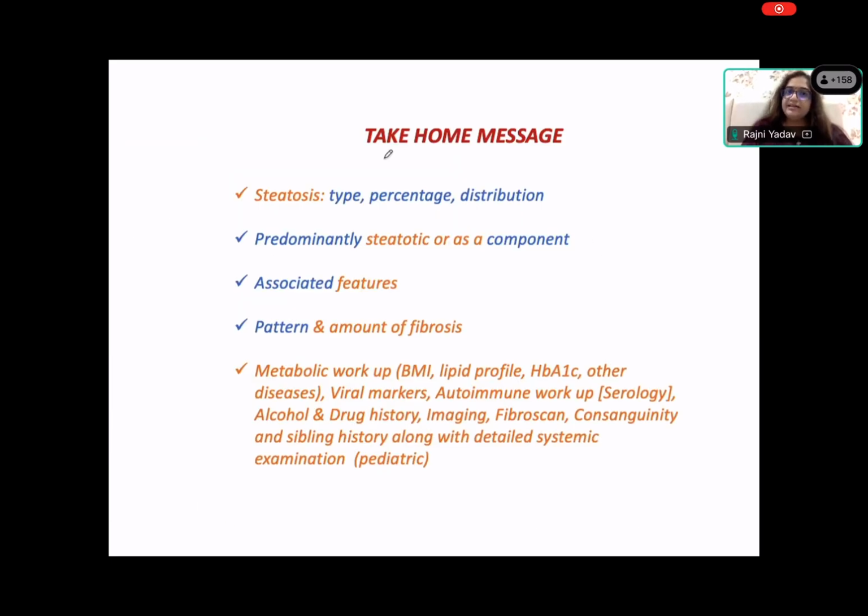So to conclude, once you see steatosis, you see what is the type, what is the percentage, and how it is distributed. So whether it is predominantly steatotic or it is just a component in that disease. Then associated features, cholestasis, inflammation, duct damage, granulomas, every other feature has to be seen. Then the pattern of the fibrosis, whether it is going with the fat or in the amount of the fibrosis.